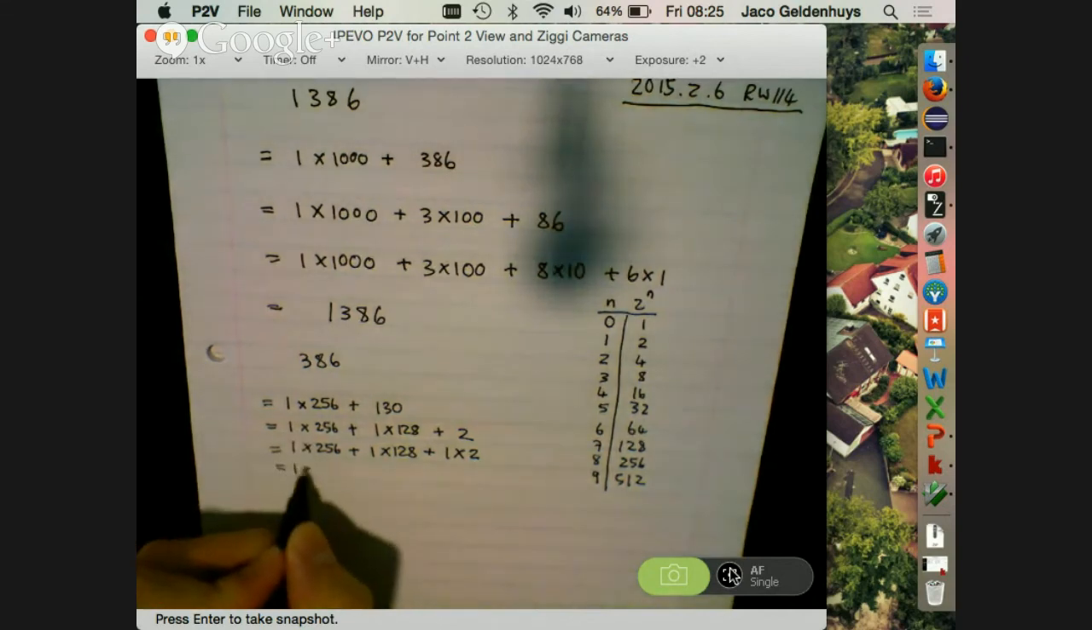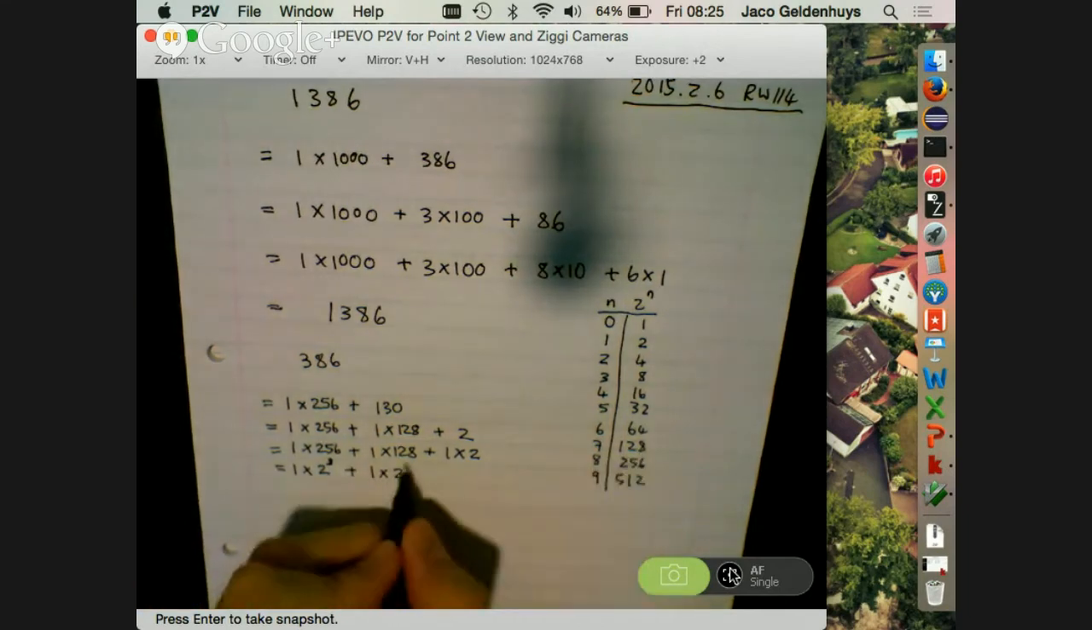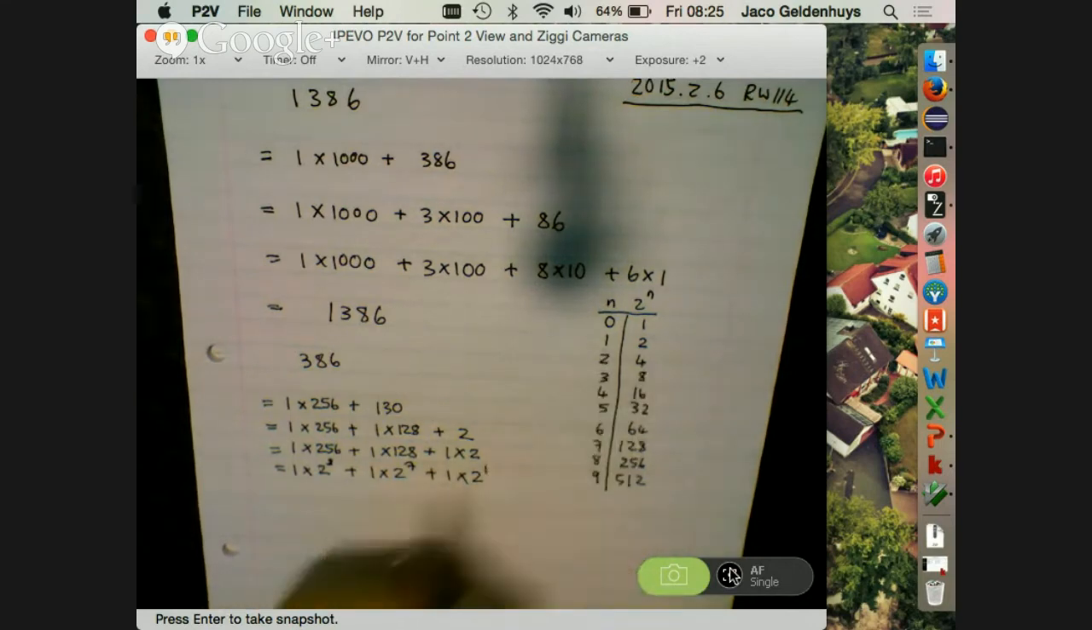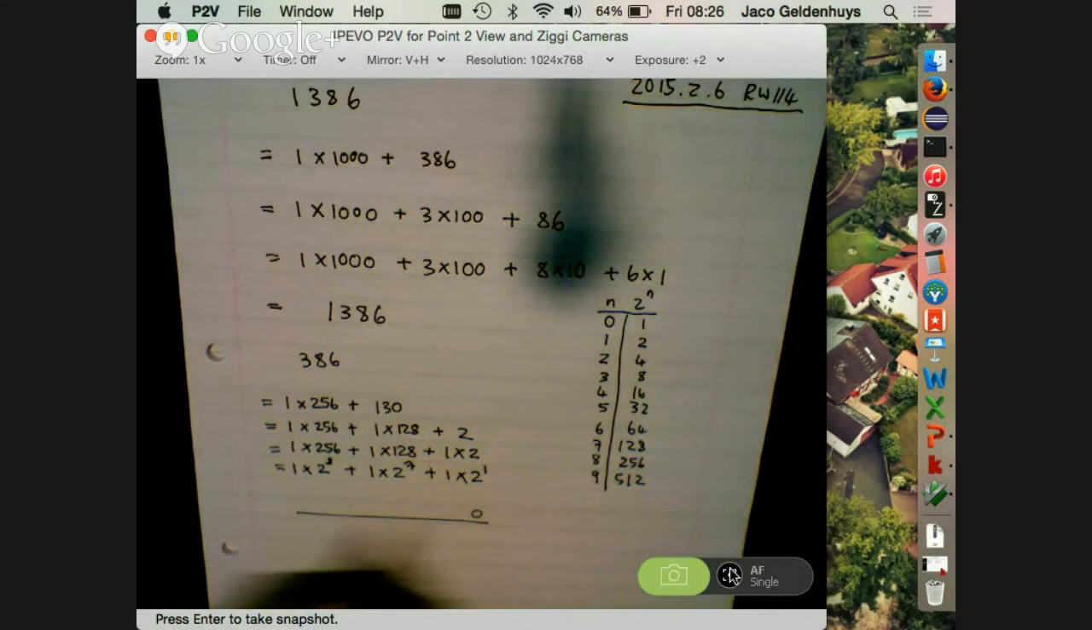Okay, let's see. So this is 1 times 2 to the 8 plus 1 times 2 to the 7 plus 1 times 2 to the 1. And all the other positions are 0. So I can write it down. Position 0 is a 0. Position 1 has a 1 digit. All the others are 0 up to 7, and that's a 1, and that's a 1.